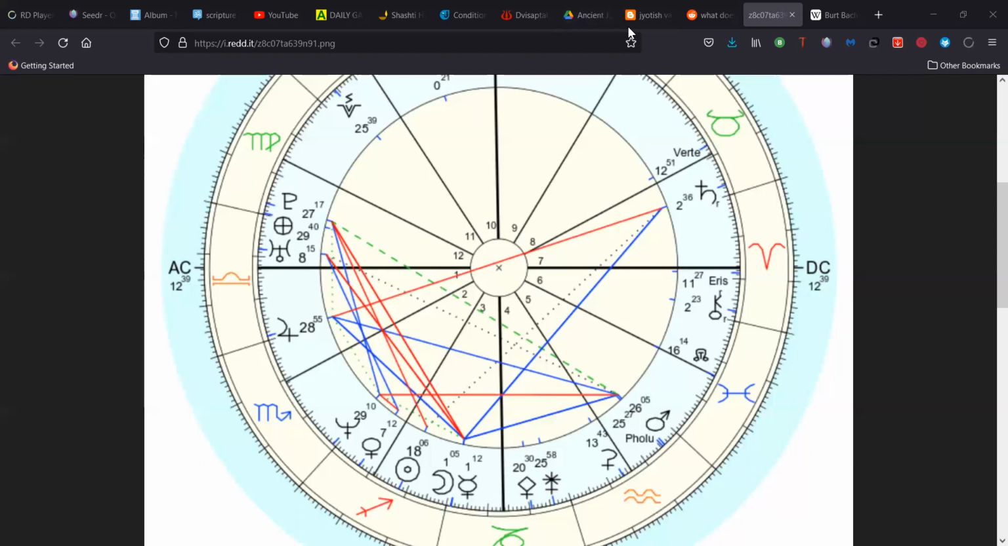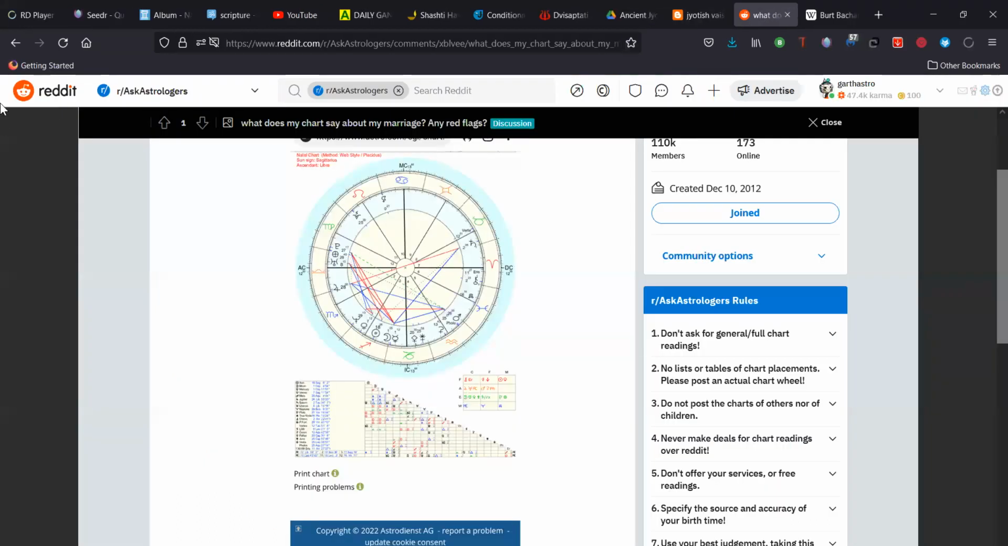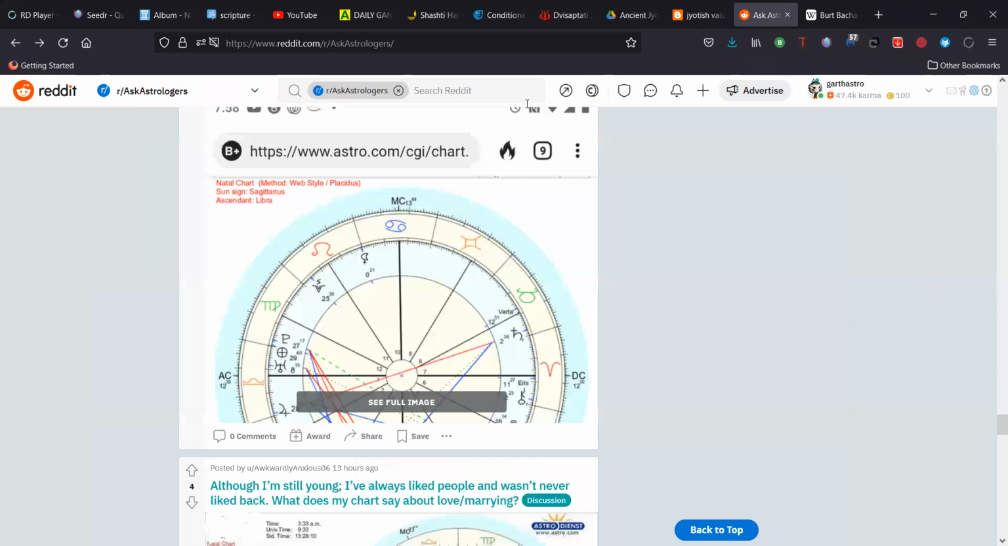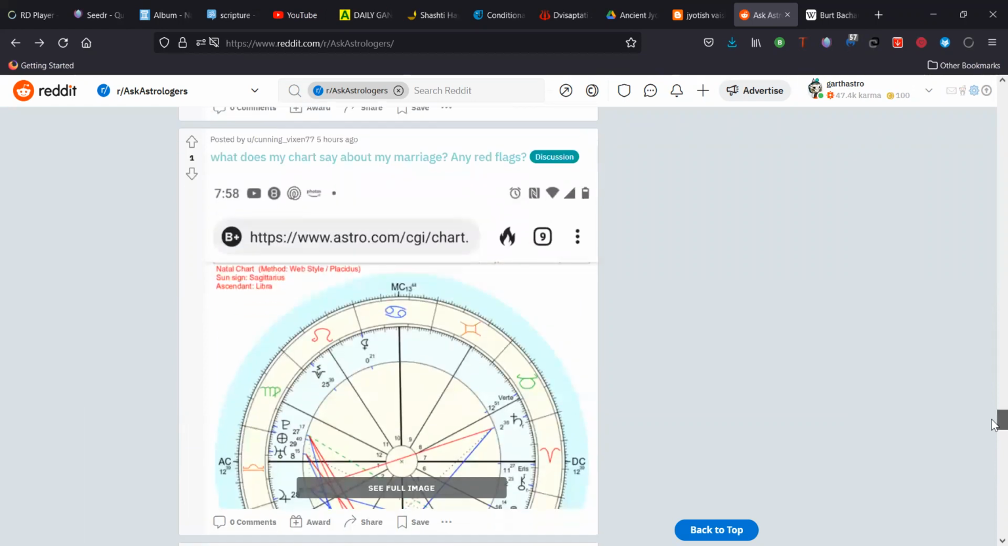Oh, I keep forgetting that I don't need to switch. I just need to go back to the other page. I would suspect she could be a writer with that huge third house emphasis, ruler of the third and the first, and Moon conjunct Mercury, possibly. We'll see what she has to say.